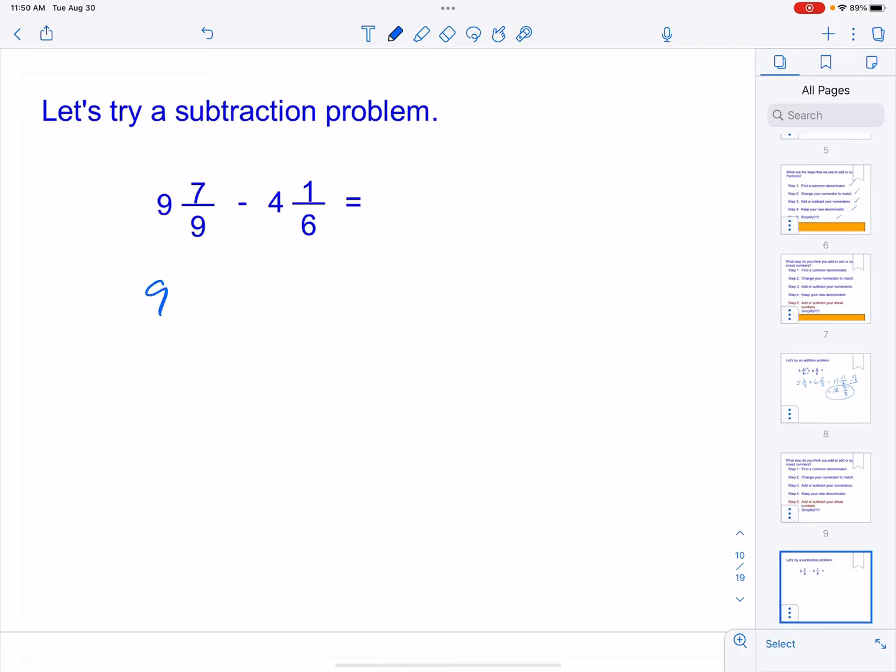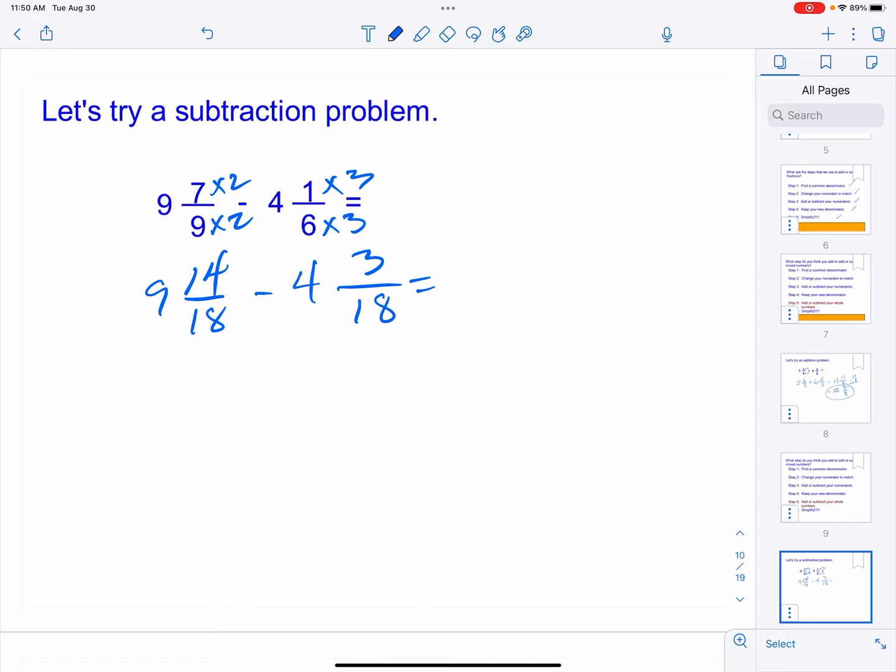So I'm going to go 9, fraction bar, minus 4, fraction bar. And I ask myself, I've got 9. Can I turn that 6 into a 9? No. So I do 9 times 2, 18. Could I turn the 6 into an 18? Yes. So that's my new denominator. Now I change my numerators. What did I do to the 9? Multiplied by 2. So I multiply the 7 by 2 to get 14. What did I do to the 6? Times 3. Multiply the 1 by 3, get 3.